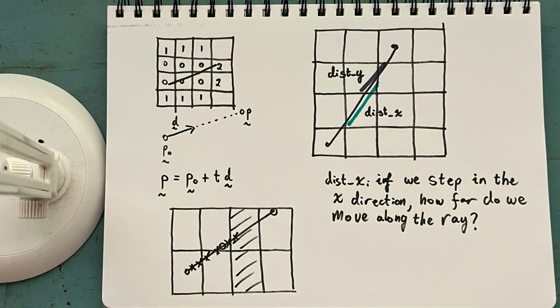In order to make these sorts of decisions, we need to know how far forwards a step will take us. Here, dist x is the forwards difference along the ray necessary in order to change the ray's x coordinate by 1, and likewise for dist y. Calculation of these quantities can be made by similarity of triangles.